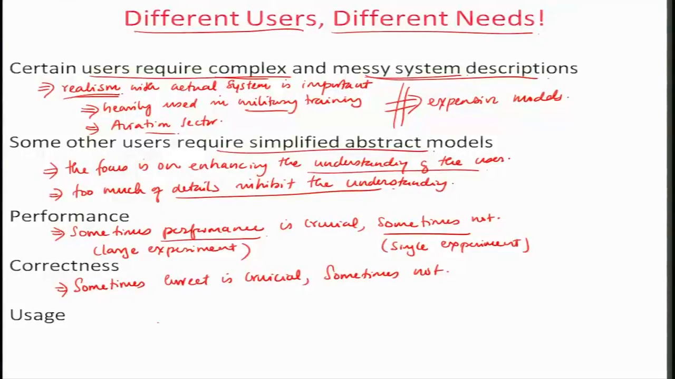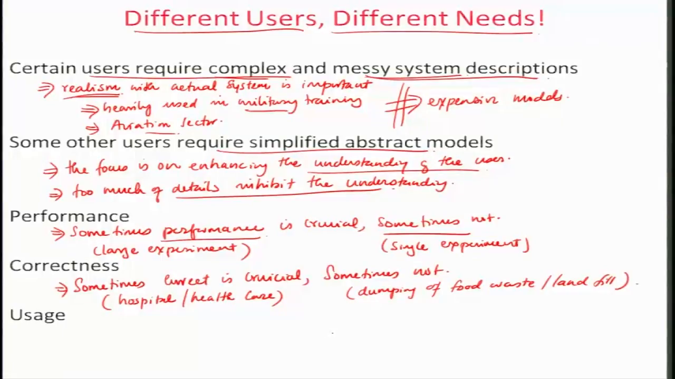Like for example, you want to probably estimate the, in the case of a hospital or healthcare business, the correctness is quite crucial. Where you are talking about dumping of food waste or landfill, you might not be interested in that much of a correctness as that in the case of a healthcare simulation model. Okay. So, depending upon the model that you are doing, you might want a highly correct model or you might not want a highly correct model.